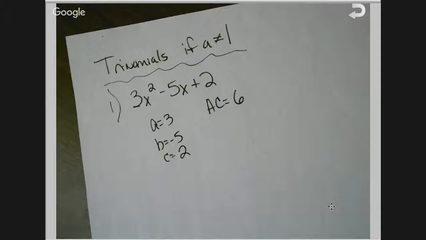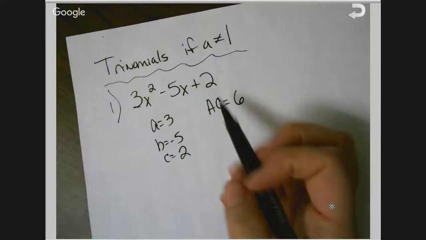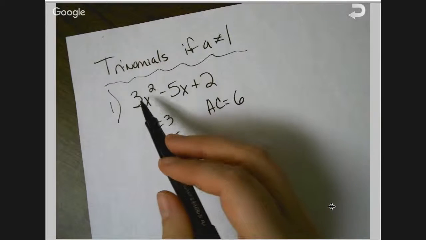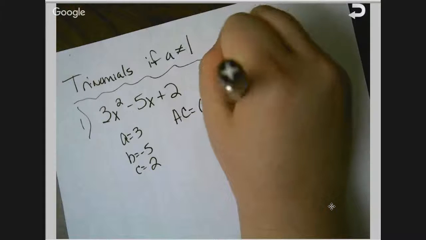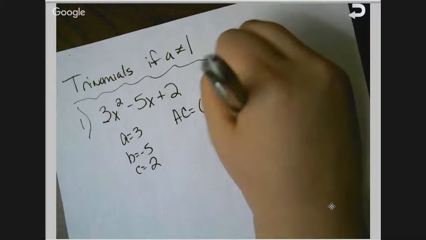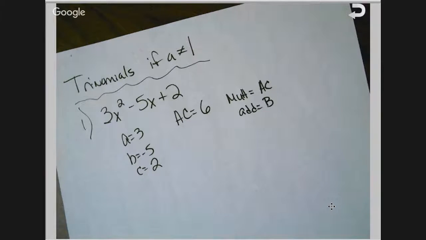Now you're going to find your multiples of 6 that add to negative 5. So you're still doing that concept of two numbers that multiply to the end and add to the middle, but we had to include the beginning too. So they multiply to equal ac, and they add to equal b. That's always going to be your rule for this.